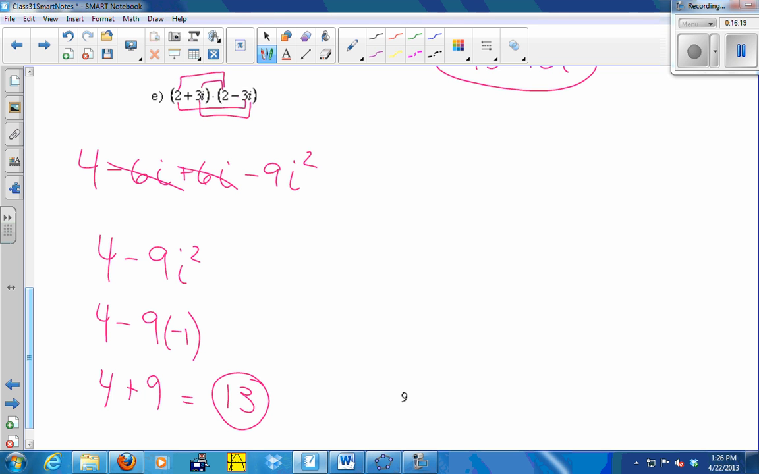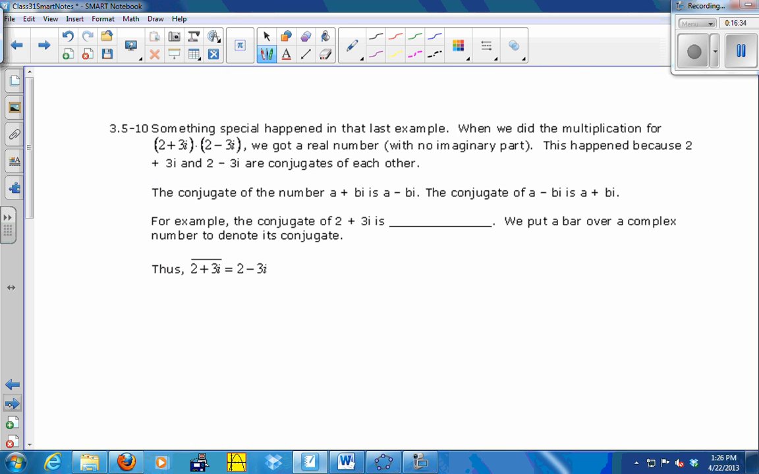So something magical just happened. I took two complex numbers, both that had imaginary parts, and I multiplied them together, and I got my good old friend 13, regular old real number. So we kind of like that. We like to be able to manipulate things sometimes to get rid of imaginary numbers. So it's helpful to be able to do that.